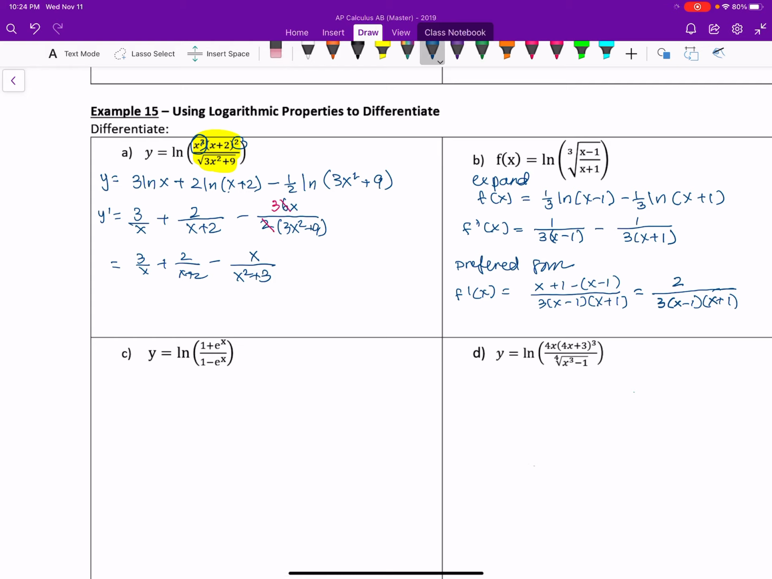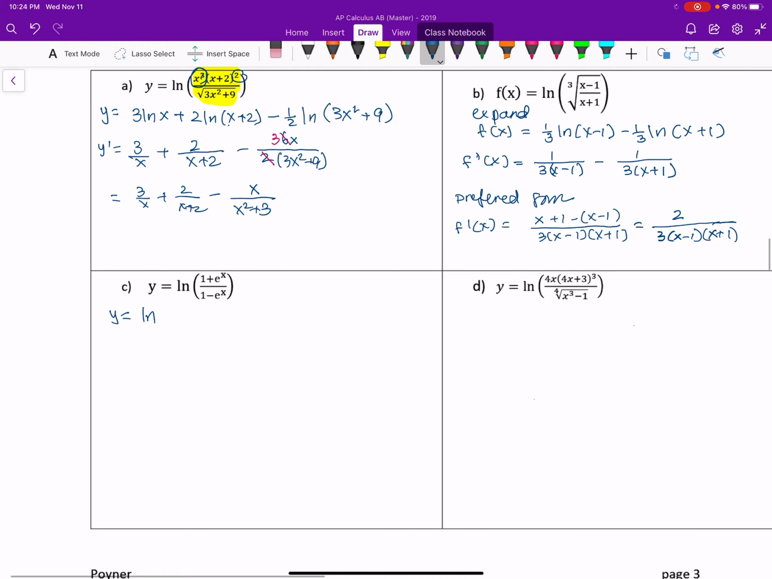I can do y is equal to the natural log of 1 plus e to the x minus natural log of 1 minus e to the x. And then the derivative is going to be y prime is equal to 1 over 1 plus e to the x. Take the derivative of the interior. The derivative of 1 is 0, but the derivative of e to the x is e to the x, minus, and then 1 over 1 minus e to the x.